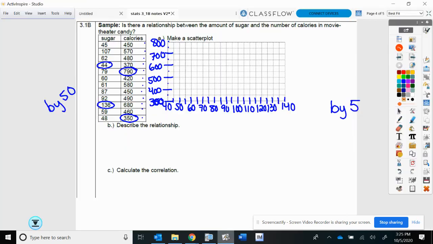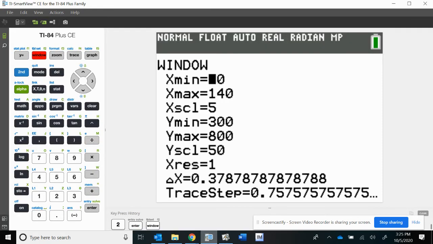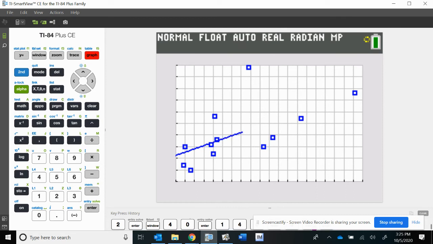So in my graph, we decided we're going from 40 to 140. And it looks like I've done this already. So that's what I would go ahead and do. My lowest number is 40. My highest number is 140. And I want my dashes to go by every five. And then I want my lowest number to be 300. My highest number to be 800. And I want to go by 50s. So I set this up the way I set up my graph. And this will allow me to go ahead and graph it. And it makes it easier on what it looks like.